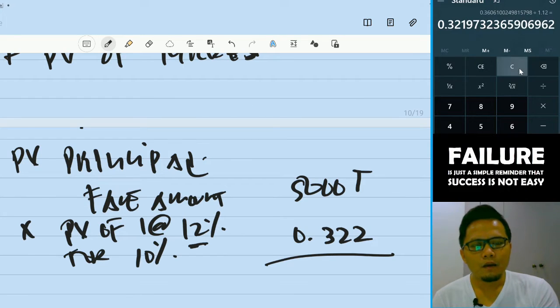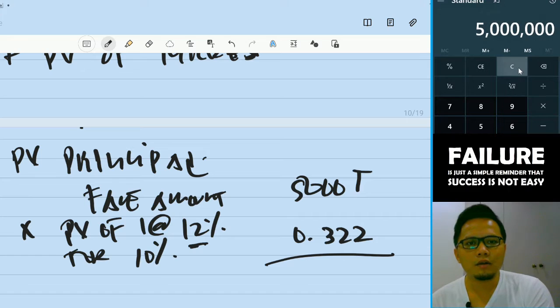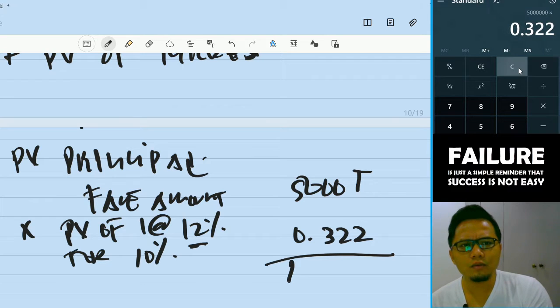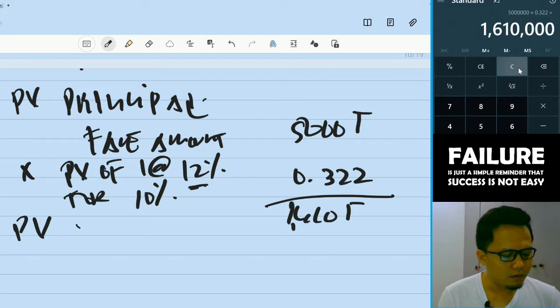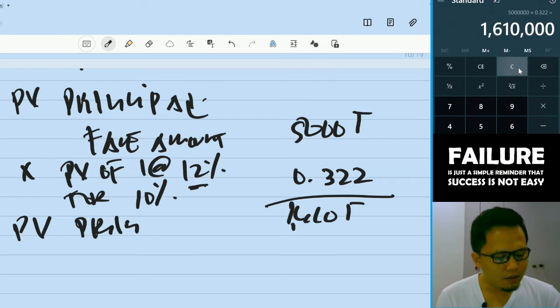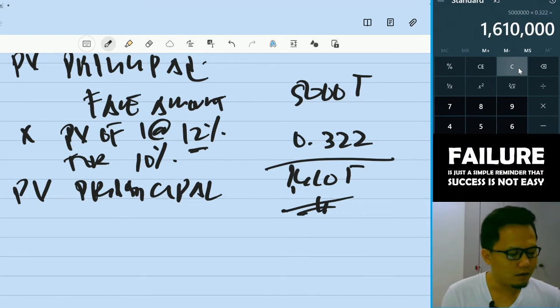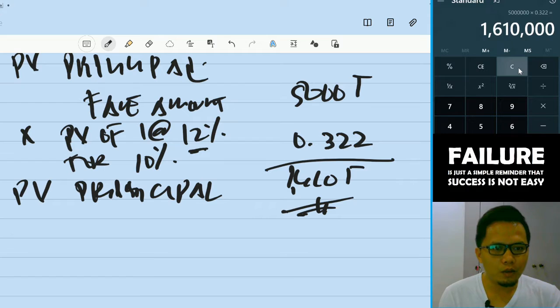So 5 million multiplied by 0.322, we have 1,610,000. That is the present value of principal, the present value of 1.